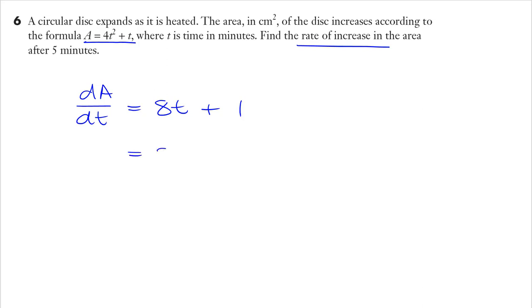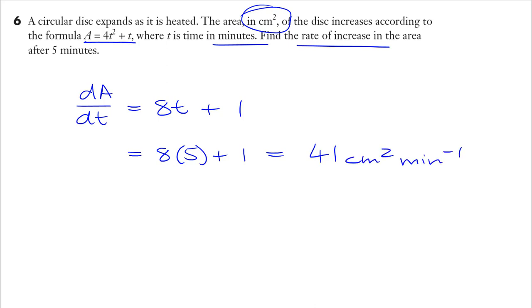So the t, remember, will just become a constant 1. Substituting 5 into there, 8 lots of 5 is 40, plus 1 gives us 41, and our units here will be centimetres squared per minute. So we can write that like that, or you could just as easily write it like that. The key thing is the value of 41, which you get from the derivative.